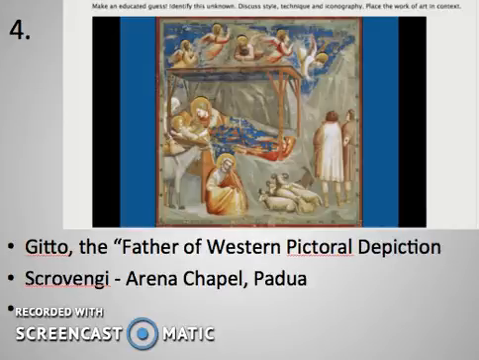Another detail is you could have talked about where this is located, inside the Arena Chapel in the city of Padua, created by the Scrovegni family, who were a family of moneylenders. And remember the biblical charge against being a moneylender. So one of the things Scrovegni did was to build this to help get out of trouble. And remember, there's even a little portrait of him holding up the church inside the Last Judgment fresco.